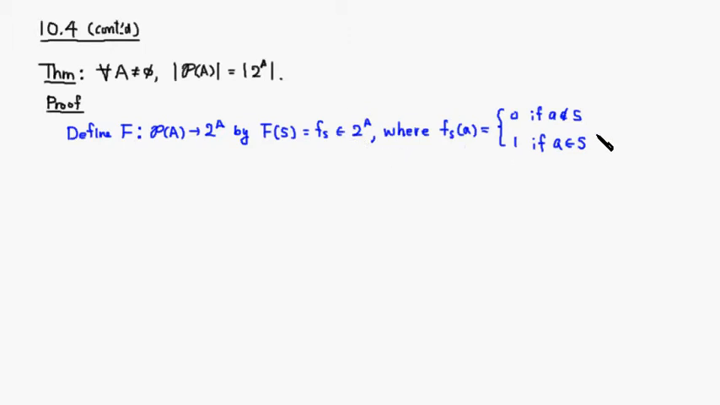So this is a definition, and we wish to show that this capital F is a bijective function from the power set of A to 2 to the A. So let's try to show that it's one-to-one. So number one, let's show that capital F is one-to-one.